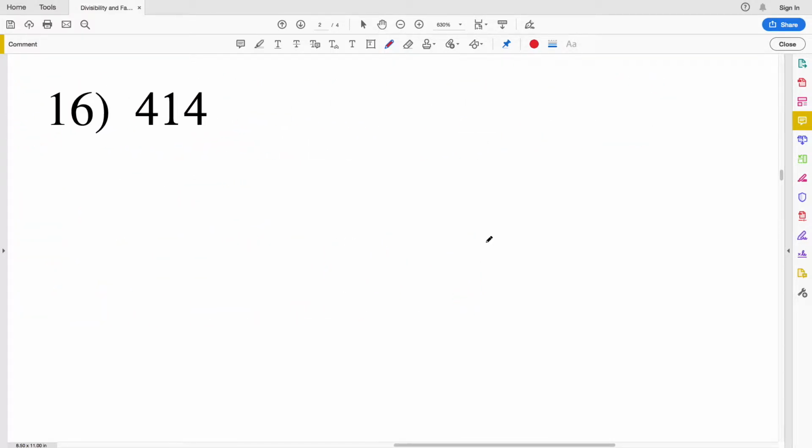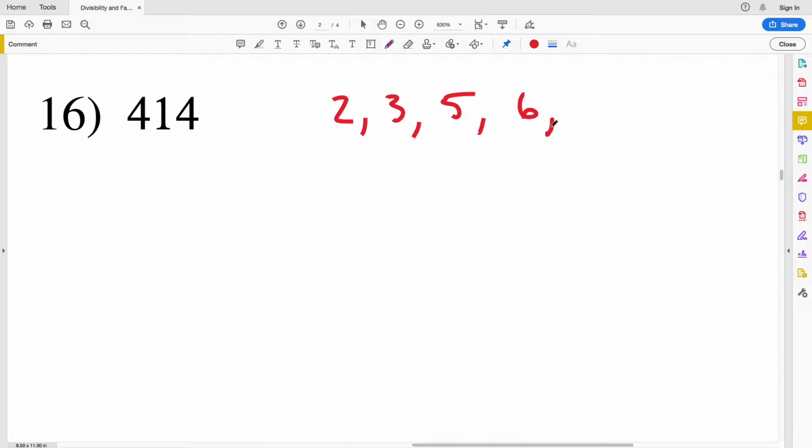In number 16, let's check. 2, 3, 5, 6, 9, and 10. It doesn't end in 0, so it's not divisible by 10. It doesn't end in 5 or 0, since we already checked that, so it's not divisible by 5. It is, however, divisible by 2 because it ends in an even number. 0, 2, 4 is an even number. So it is divisible by 2, which means it could potentially be divisible by 6. But we've got to check if it's divisible by 3 first.